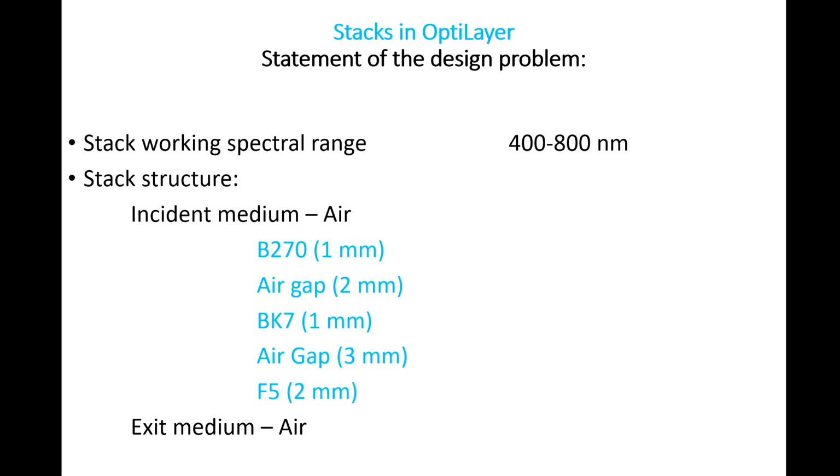Between the first and second substrates there's an air gap equal to 2 mm, and between the second and third substrates there's an air gap with a thickness of 3 mm. OptiLayer allows you to specify the incident medium, in our case it's air, and also the exit medium, in our case also air. Let's have a look at how OptiLayer will deal with this quite complicated design problem.